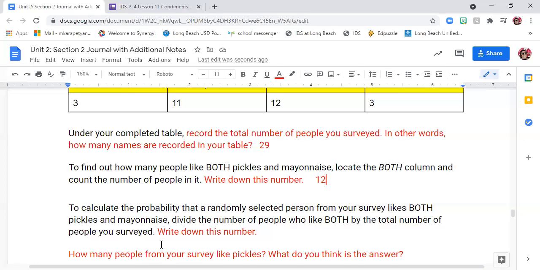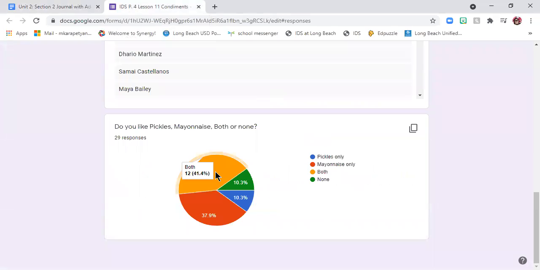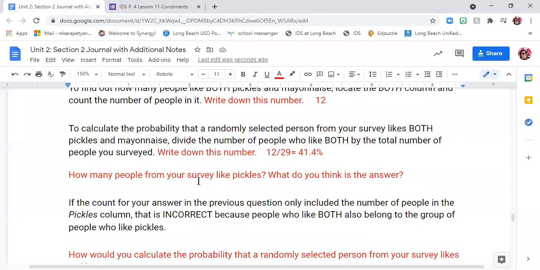How many people. So when we take a look at this question here, it says to calculate the probability that a randomly selected person from your survey likes both pickles and mayonnaise, divide the number of people who like both by the number surveyed. So exactly what I was just saying, 12 divided by 29. If we actually get that percentage, we were given that percentage right here. It's 41.4%, right? In decimal form, that would be 0.414.